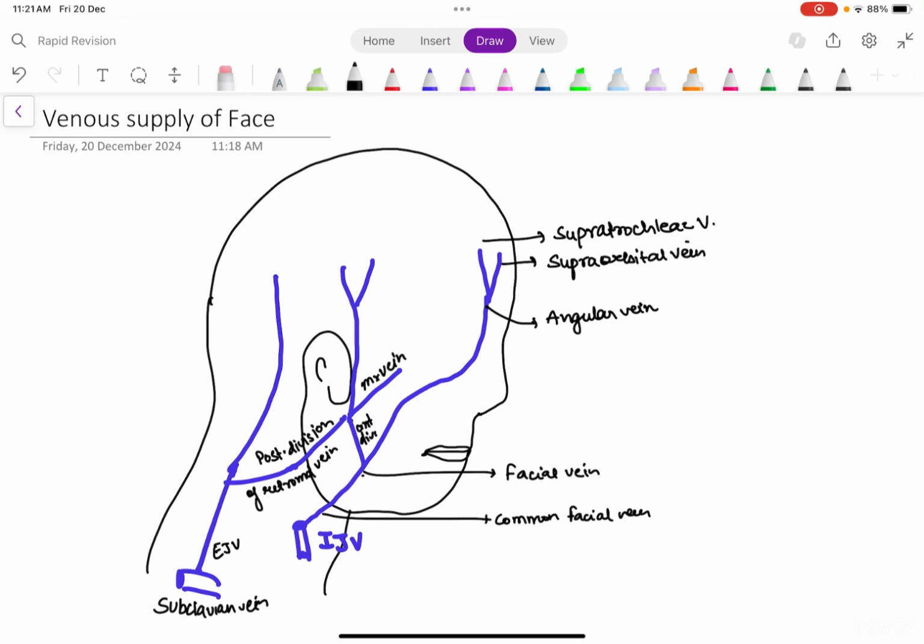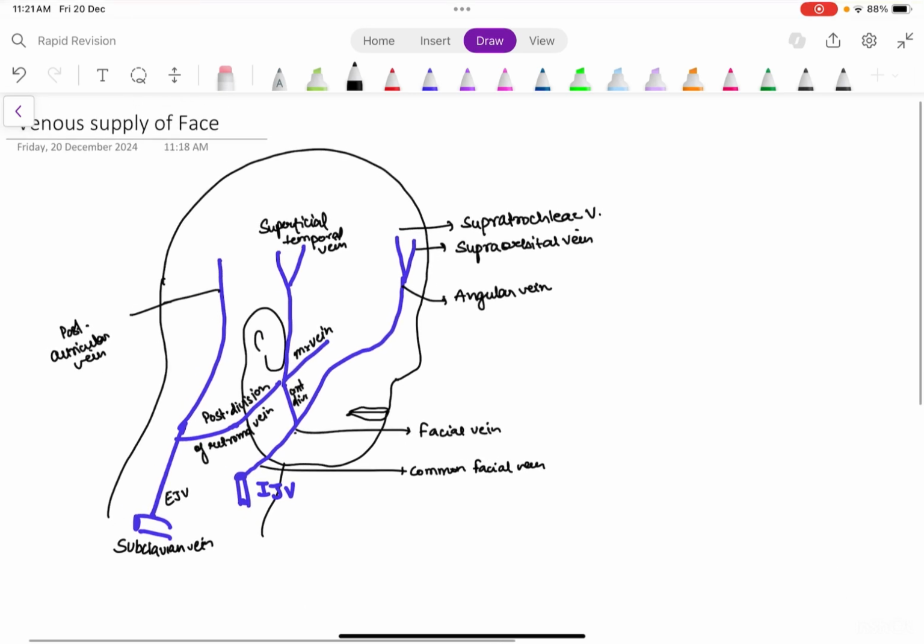Then we have superficial temporal vein, posterior auricular vein. Now I'll just briefly tell you what happened. So first of all, we had supratrochlear and supraorbital vein. Then it drained into angular vein.